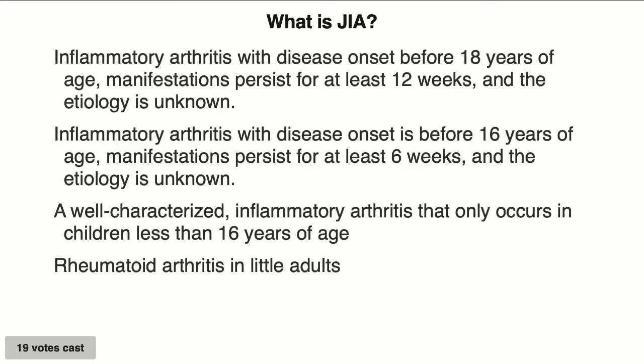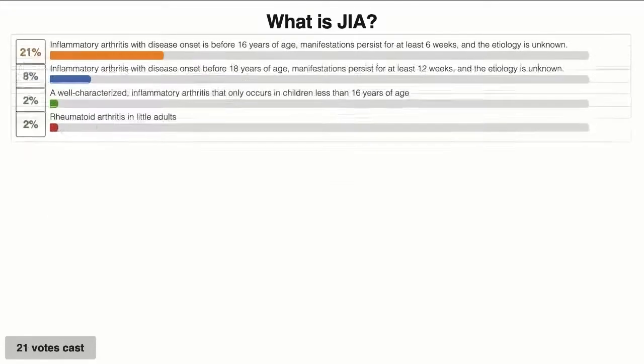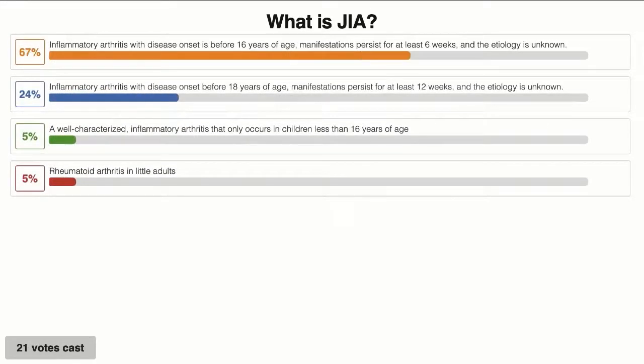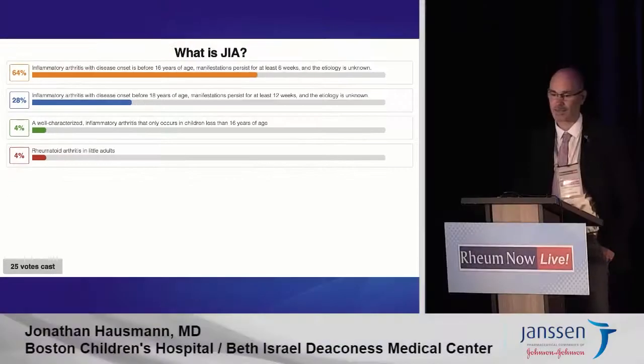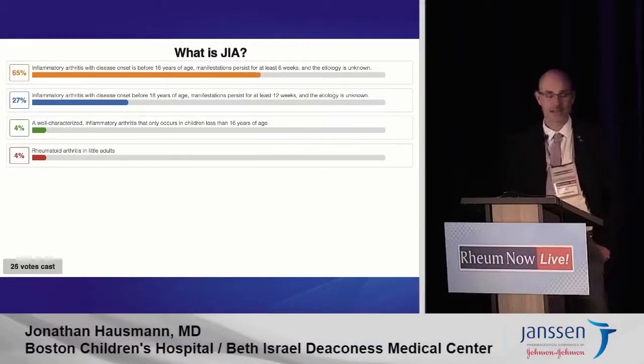Let's see how you guys are doing. All right, so the majority said arthritis before 16 years of age and manifestations persist for at least 6 weeks. And that is correct.